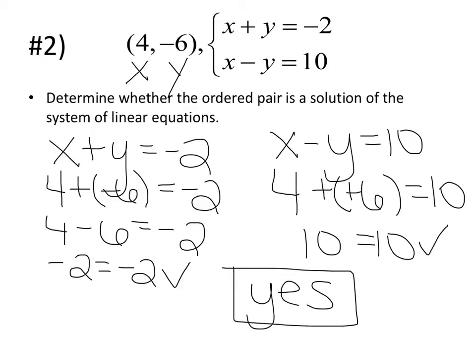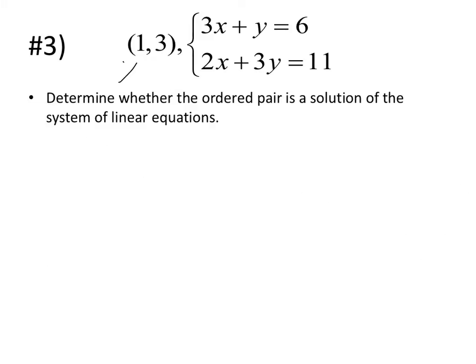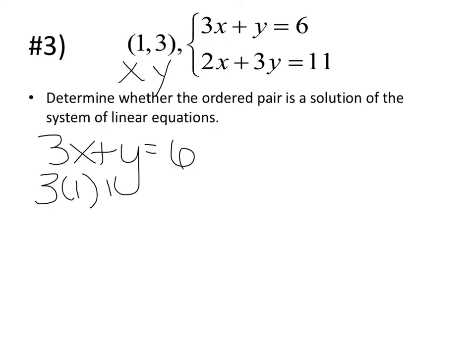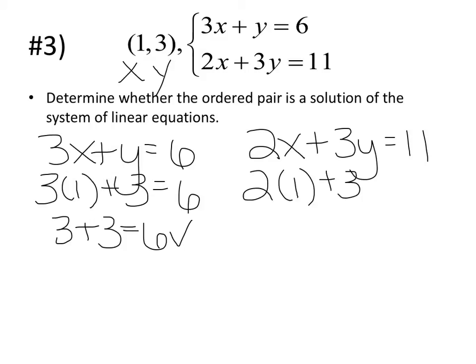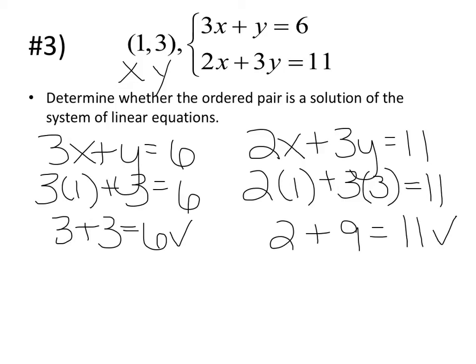So yes. So here, label x, y, same thing. So we have 3x plus y is equal to 6. We're going to plug in 1 for x and 3 for y. 3 times 1 is 3. 3 plus 3 equals 6. We know that's true. So then over here we have 2x plus 3y equals 11. We're going to plug in 1 for x and 3 for y. 2 times 1 is 2. 3 times 3 is 9. 2 plus 9 is 11. That's also true. So yes, this one is also a solution.